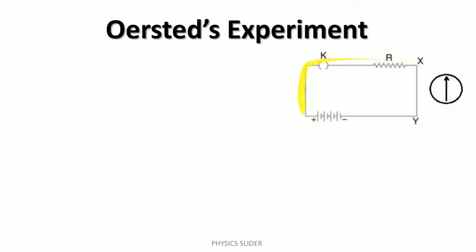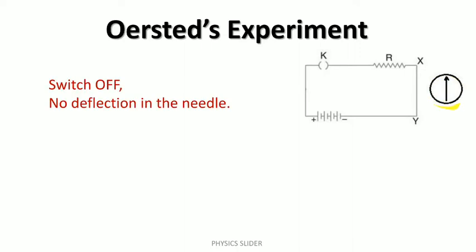We have a circuit in which there is a key, a resistor, and a wire XY that we need to observe. A magnetic compass is there, and this circuit is connected with a battery. When the switch is open, there is no deflection in the magnetic needle of the compass. Switch off, no deflection in the needle.